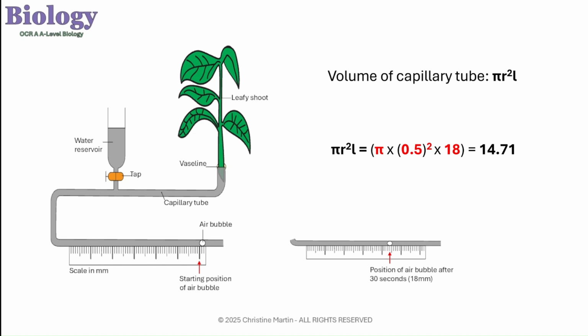Now in 30 seconds it moved 18 millimeters. So pi times 0.5 squared times 18 would give us an answer of 14.71. We would then need to multiply that number by 2 to calculate the rate in 1 minute. 14.71 times 2, 29.42.